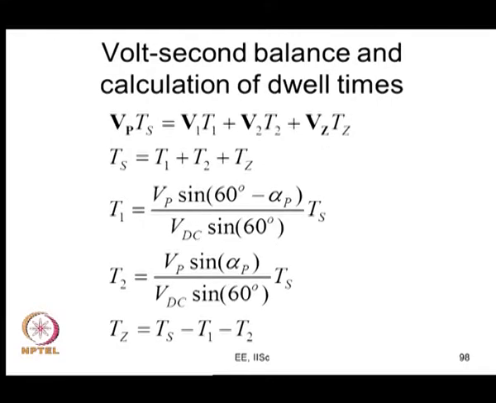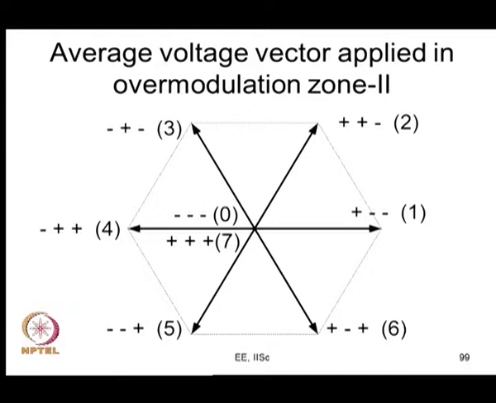Now, you use Vp and alpha p instead of Vref and angle alpha, and do the volt second balance. You use Vp and alpha p to calculate T1, and again Vp and alpha p to calculate T2, and from there you get Tz, and you do your space vector PWM calculations now. So, when you go into overmodulation zone 2, what you have to do is make sure that all of them are like this.